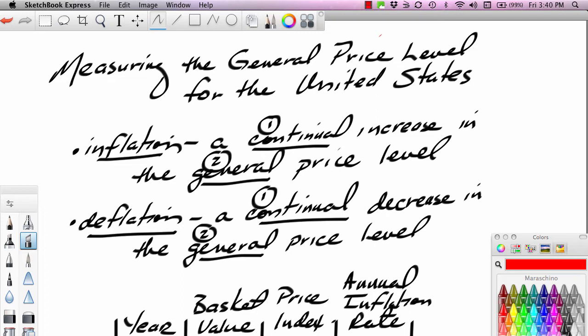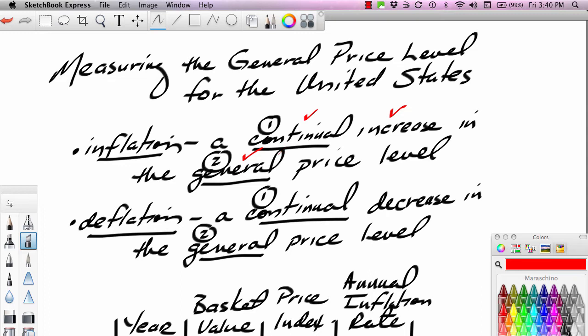The term inflation represents a continual increase in the general level of prices. The word continual means we're not talking about a one-time increase in prices. We're talking about a year-to-year-to-year increase. So continual means year-to-year-to-year or long-run increase. General means most things are increasing in price. We're not implying that everything is increasing in price.